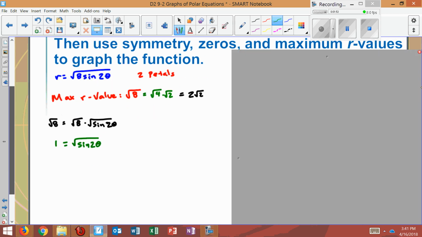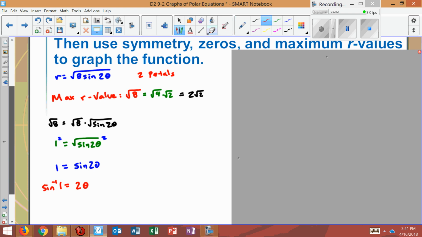If you're not sure how I got that, just divide both sides by square root of 8. And now, how do you get rid of this square root? You square both sides. So 1 squared is 1 equals sine 2 theta. You would ask yourself, where is sine inverse of 1?